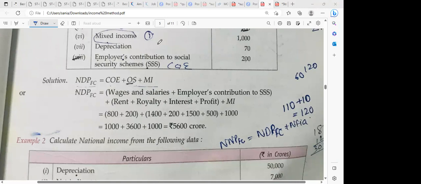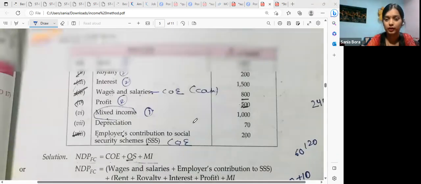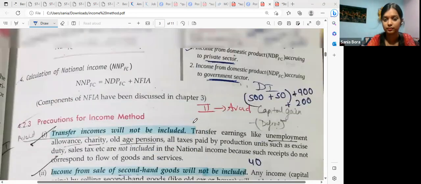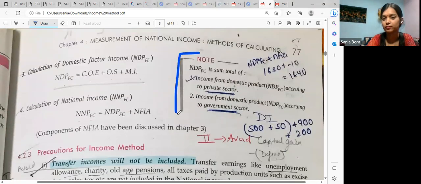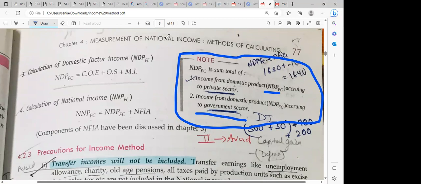Okay. Now coming to this one. So over here you have to think about something. I just need to tell you before starting. Okay, just make a box and write this. NDP at FC sometimes is the sum of income from domestic product accruing to the private sector and income from domestic product accruing to the government sector. Clear? Okay. Yes, ma'am. Quickly write it down.